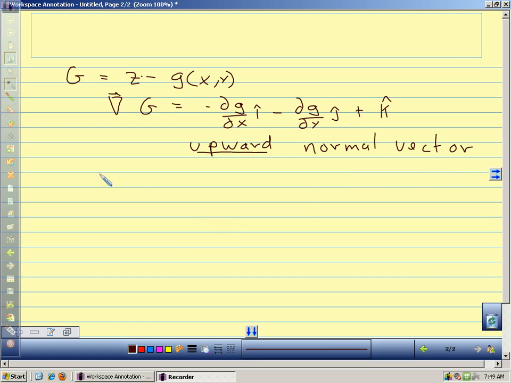And minus del g is dg dx i, we just have the opposite signs, plus dg dy j minus k. And this is the downward normal vector.